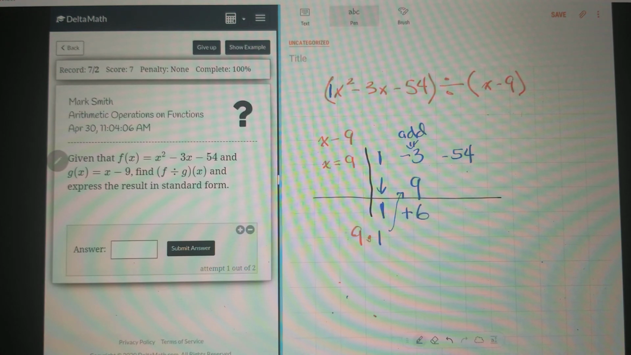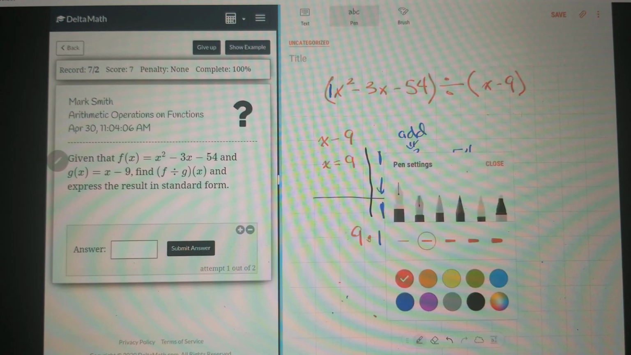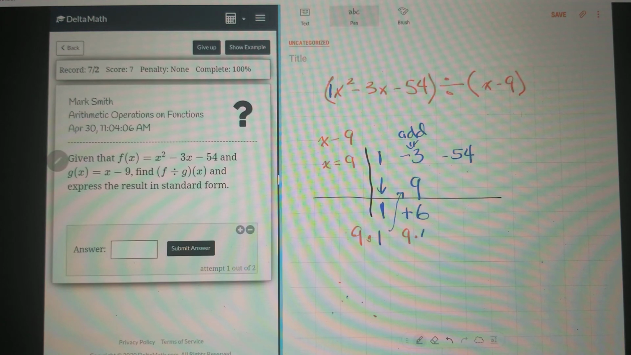Then we repeat the step. We take our 9 and we multiply it times 6 and write it here, and we get 54. And then we add those two numbers together and we get a 0. Okay, awesome. And so what does that give us? That gives us a 1 and a 6.